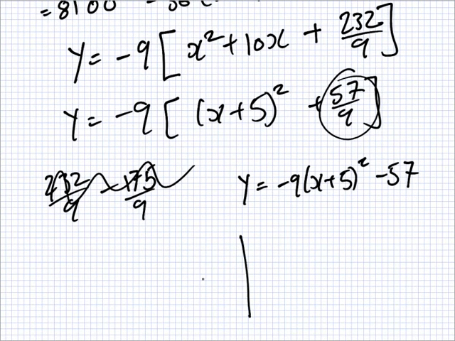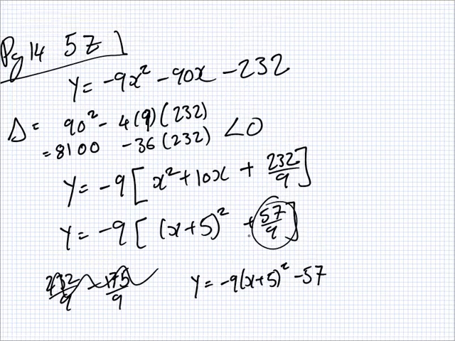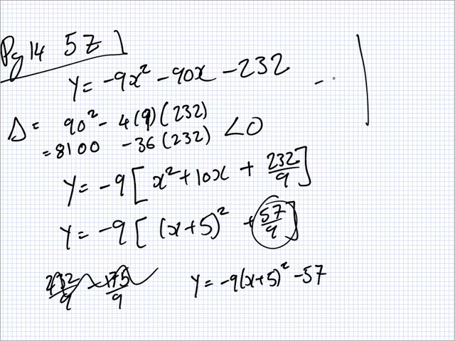Okay, where's the vertex here? Where does it cross the y-axis, actually? I think you made an error. Where? Because 232 over 9 minus 25 is 7 over 9, not 57 over 9. Yeah, it's 7 over 9.